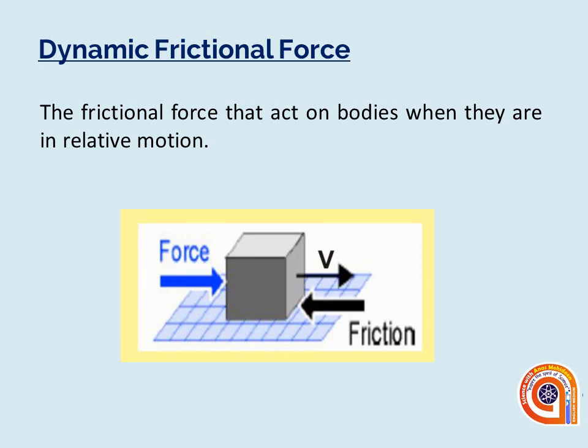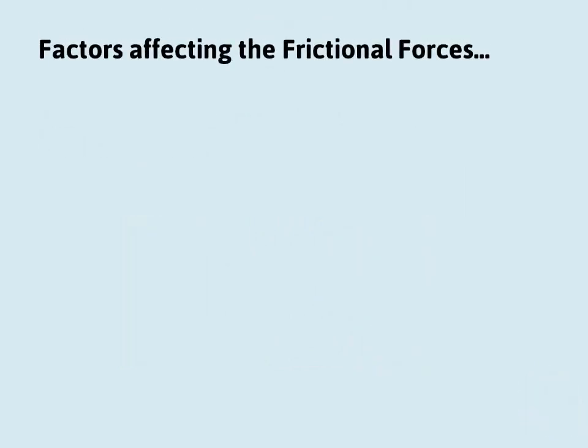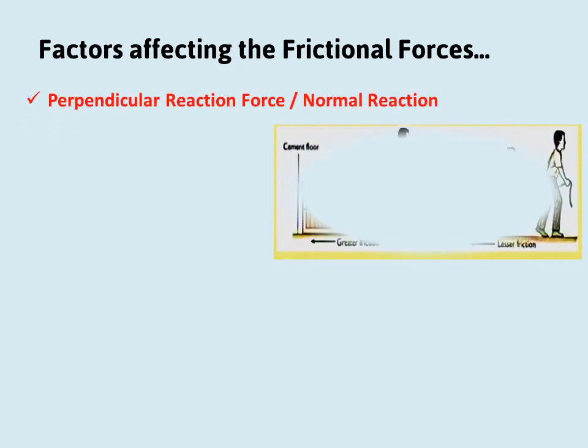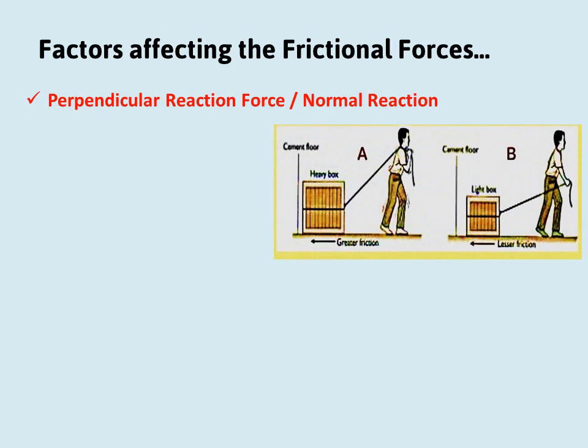So we move to the next one. Factors affecting the frictional forces. Now, for friction to apply over objects, there are some factors affecting it. Basically, there are two factors. The first one, the perpendicular reaction force, or the normal reaction.